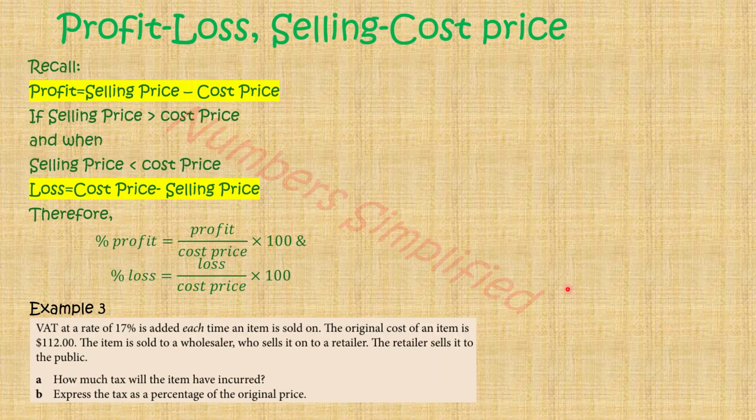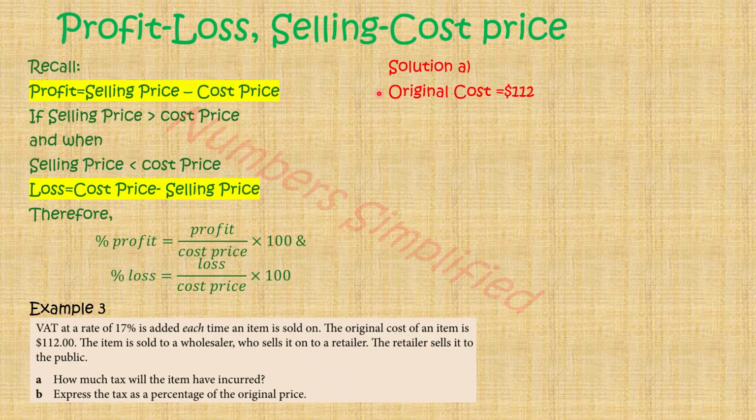Now let's consider example 3. So we've got the value added tax at a rate of 17%, which is added each time an item is sold on. The original cost of an item is $112. The item is sold to a wholesaler who sells it on to a retailer, and the retailer sells it to the public. So part A, how much tax will the item have incurred?